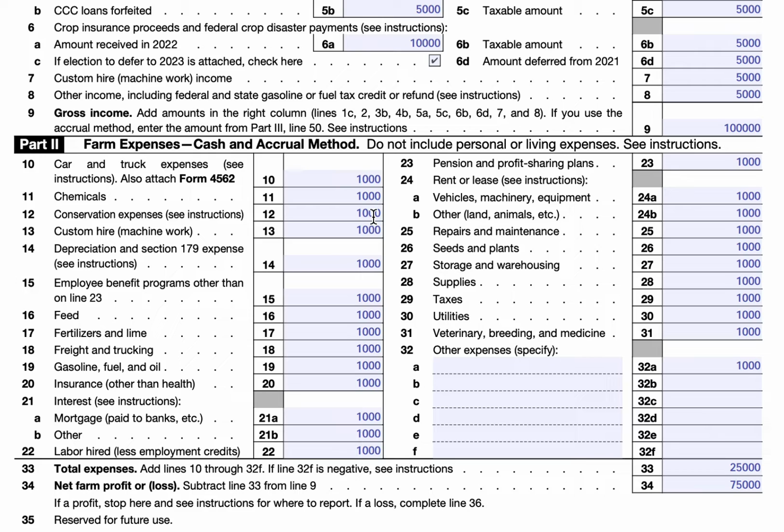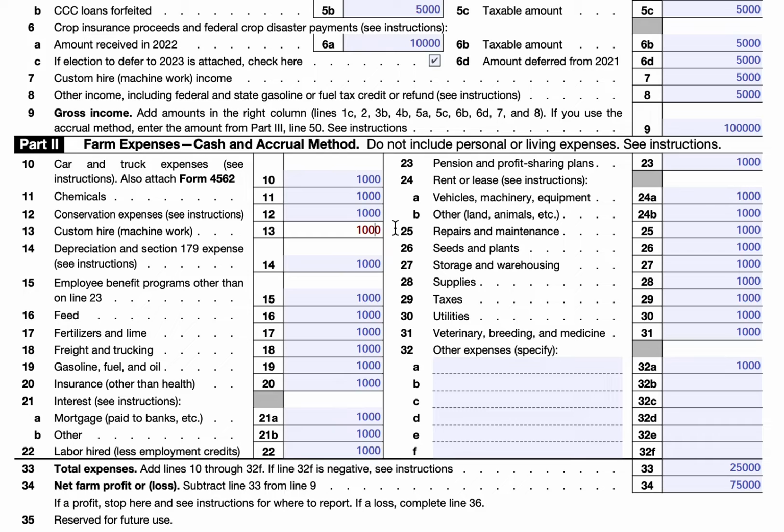So your deduction can't exceed more than 25% of your gross income from farming. And if your conservation expenses are more than that limit, then they can be carried forward and deducted in future tax years. But in a future tax year, you're still beholden to the 25% limitation.